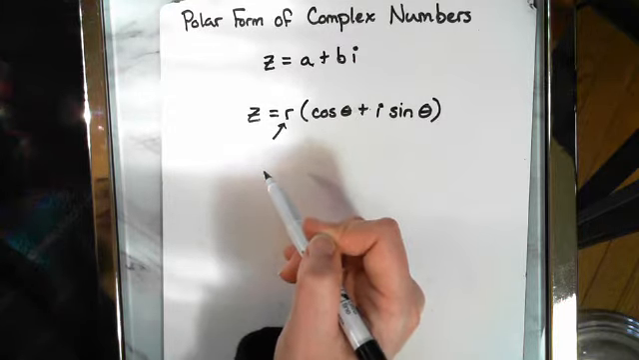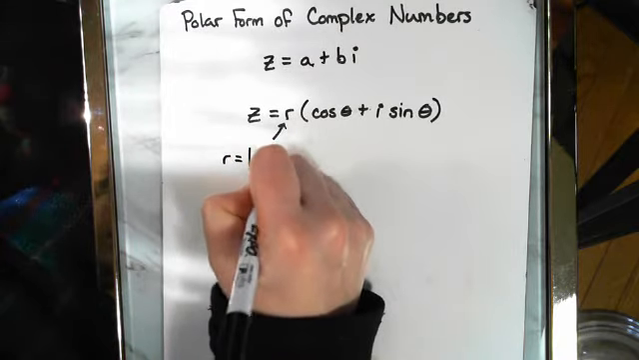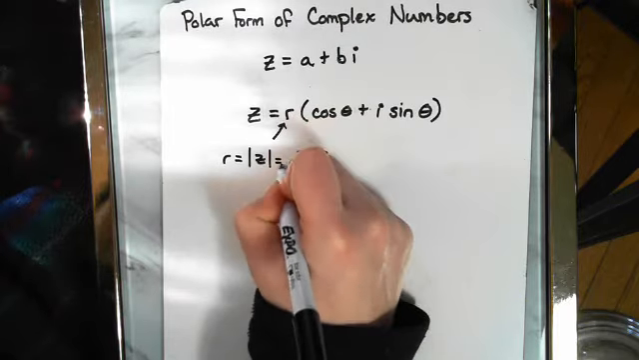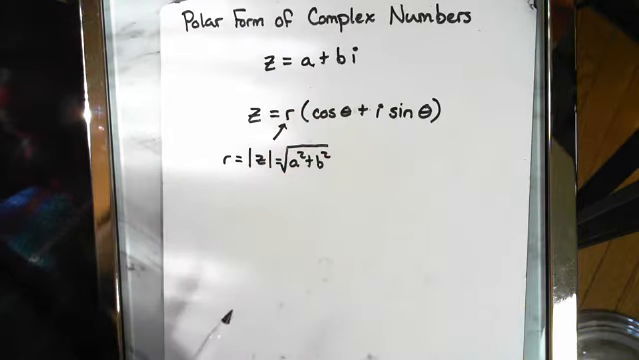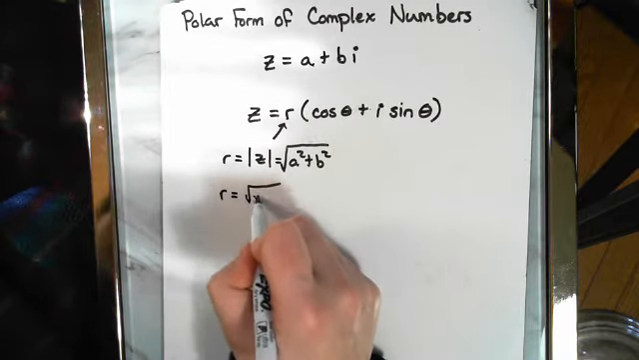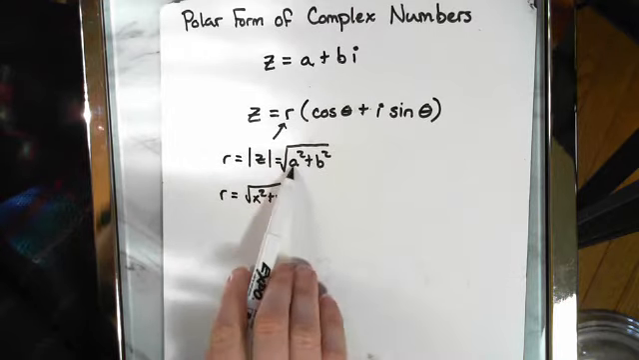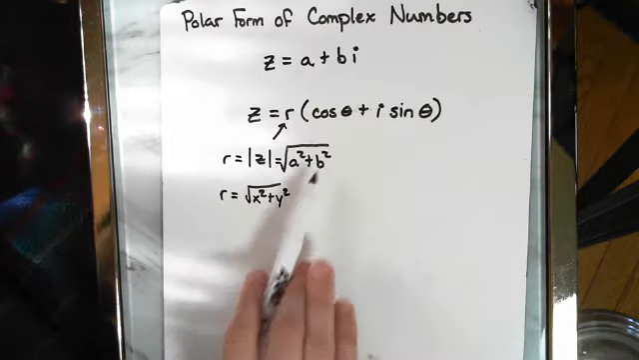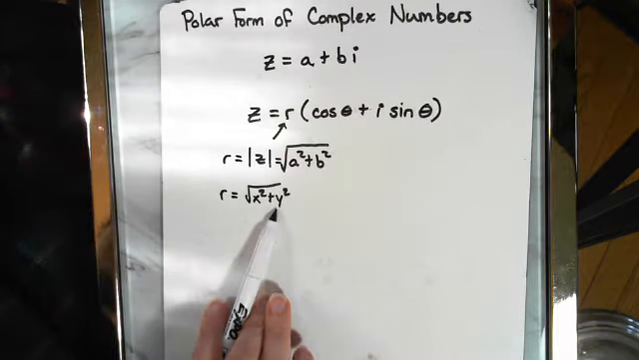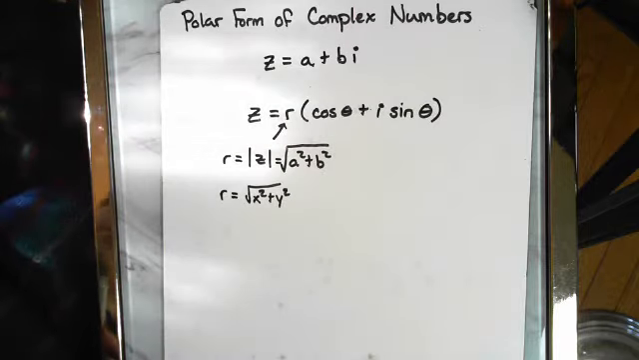So r is the absolute value of z, which is the square root of a squared plus b squared. Now, you may remember in our past lessons where r was the square root of x squared plus y squared. But remember, a is on the x-axis and b is on the y-axis. So this is basically the same thing. They've just changed to a's and b's rather than x's and y's.